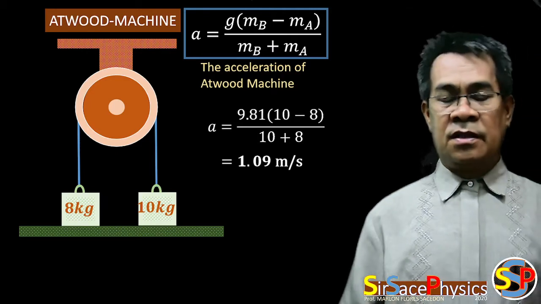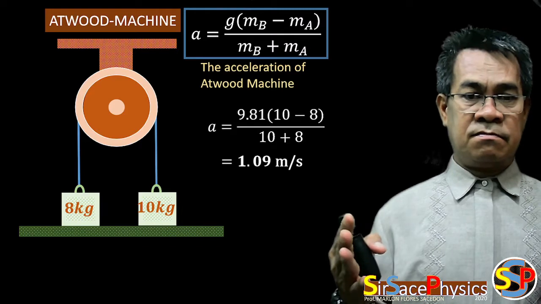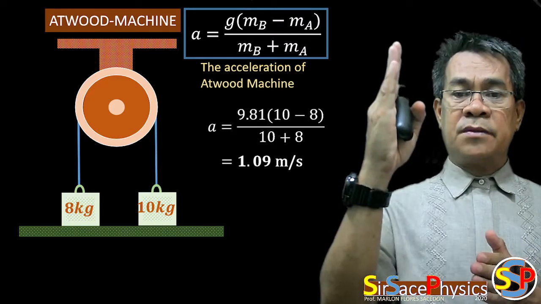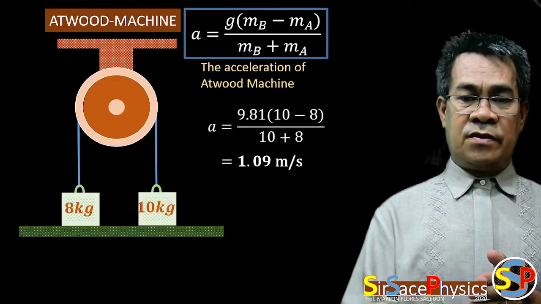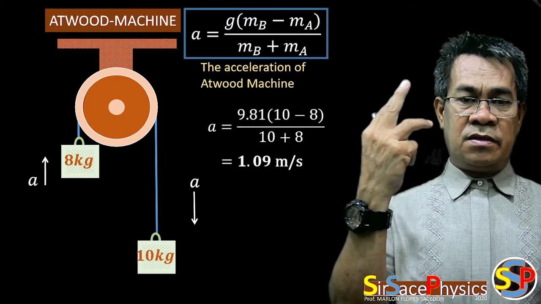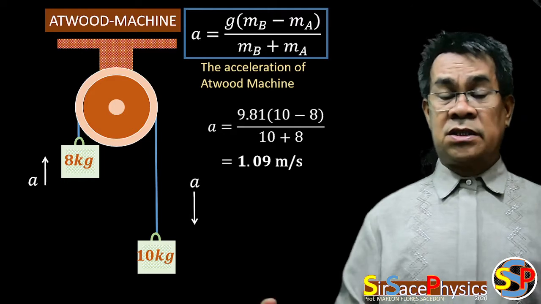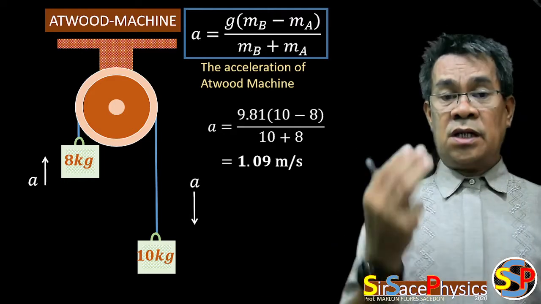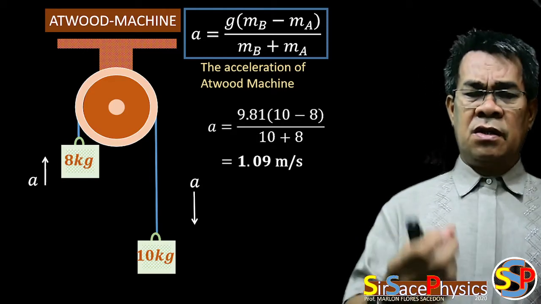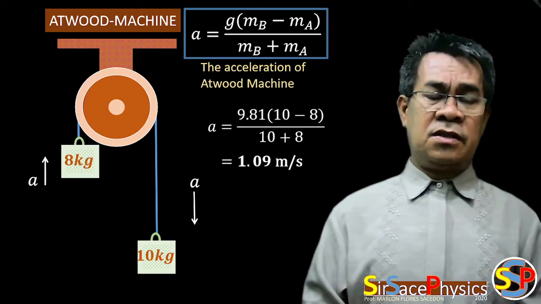Okay, so because we have a positive result, what does it mean? The meaning is the 8 kilograms should move upward and the 10 kilograms should move downward. It's very clear. When you release it, A will move upward and B, the 10 kilograms, will move downward, with an acceleration of 1.09. Suppose you are asked, what is the tension? Then use the formula previously, and you can solve it.